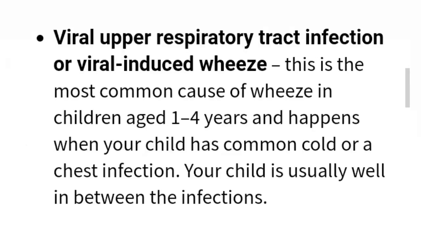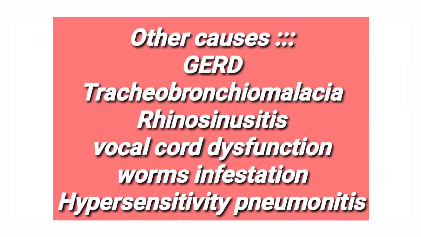Second is viral upper respiratory tract infections, or viral induced wheeze. This is the most common cause of wheeze in children aged 1 to 4 years, and it happens when your child has some cold or chest infection. Your child is usually well between the infections. So in between infections, the child will be well. Whenever the child gets some infection, he will be wheezy. So this is the viral induced wheeze, and it is common in the 1 to 4 year age group.